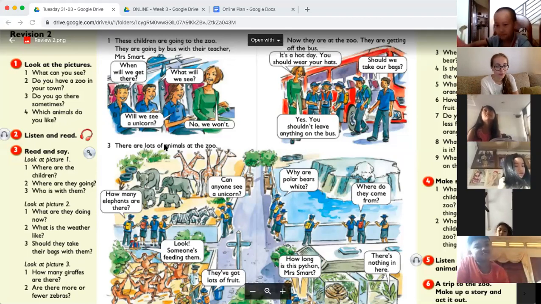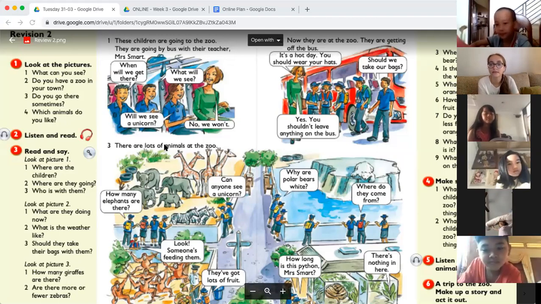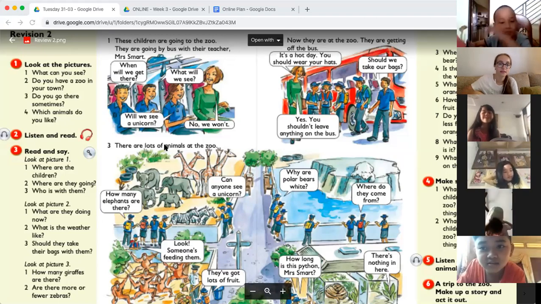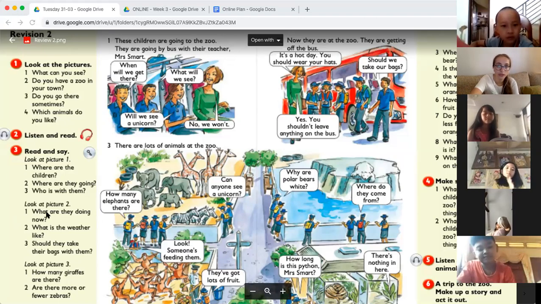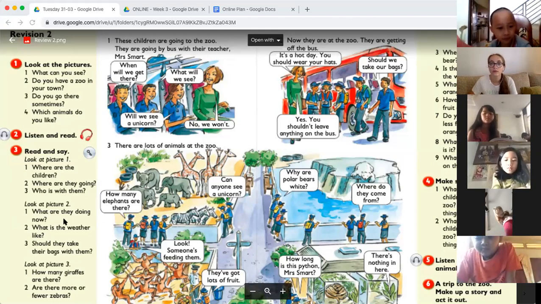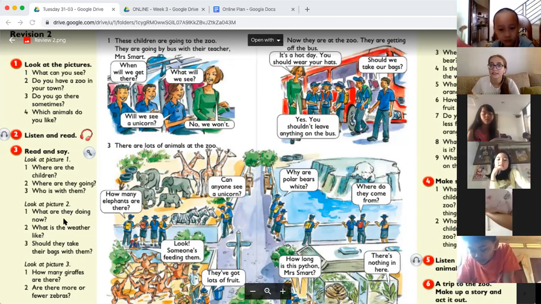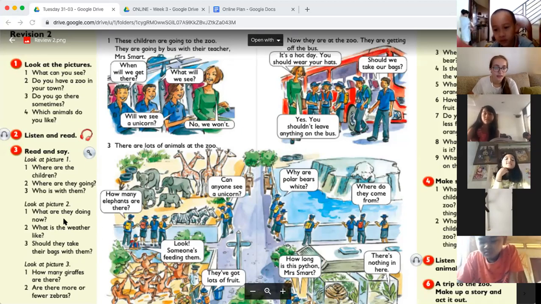Okay, first picture still. Who is with them in the bus? Teacher, Mrs. Smart. Okay, now we have to look at the second picture only. What are they doing now? They are getting off the bus. What is the weather like? The weather is hot. Yeah, they say it's a hot day.